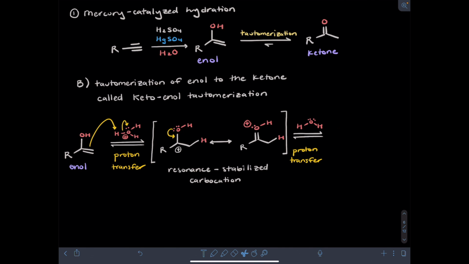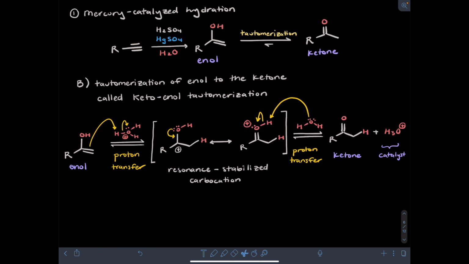To get to the ketone final product, I need to deprotonate the cationic oxygen. Under acidic conditions, where I have H3O+ and water around, water is the best base that's available. I'll use an oxygen lone pair to deprotonate the cationic oxygen's hydrogen in this proton transfer step.